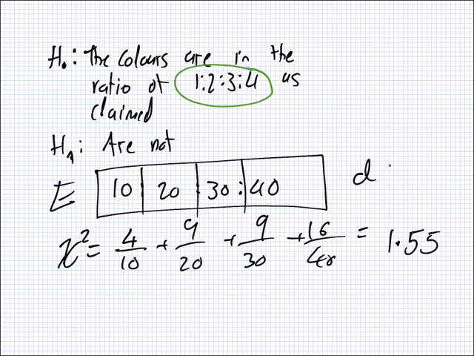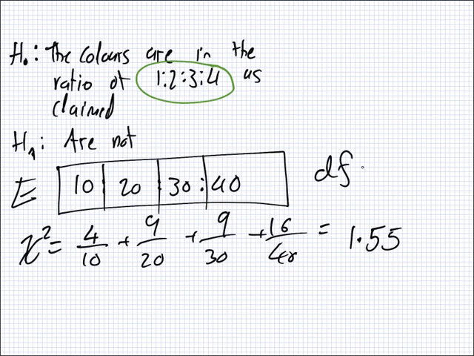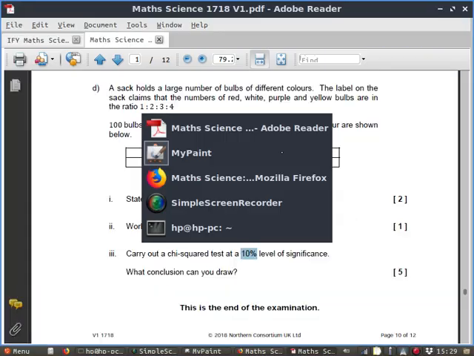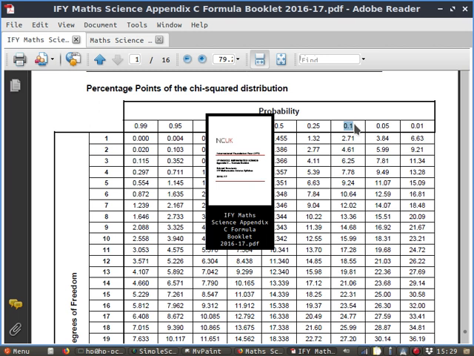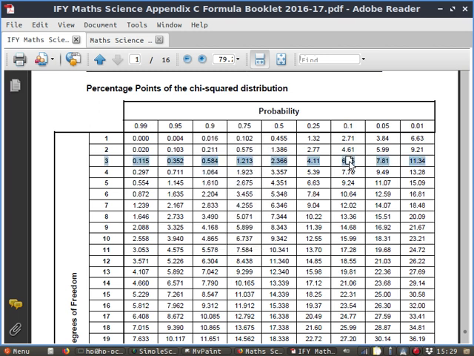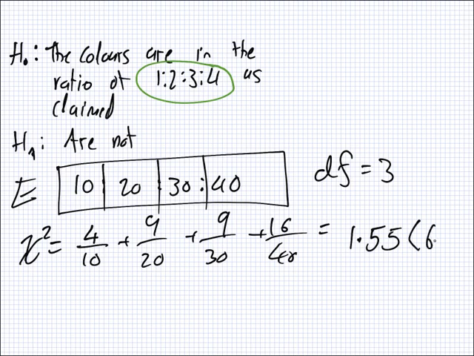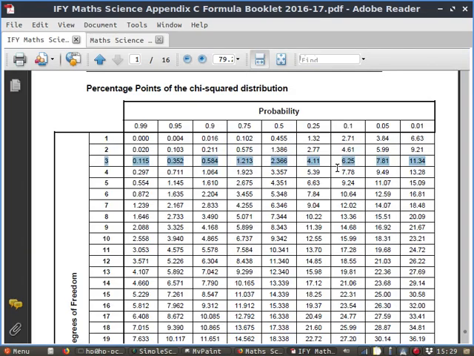Right, degrees of freedom? 3. And too big or too small? Probably okay. Well, not too big. Wait, at 10%? 6.25. Yeah, it's definitely okay. In fact, it was even okay at, it's even not okay at 5%, wasn't it? Yeah.